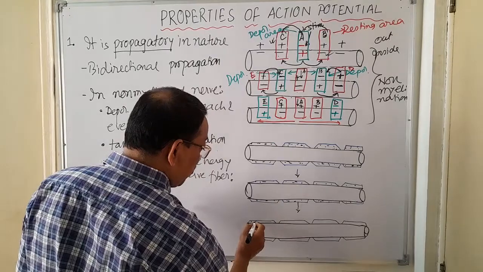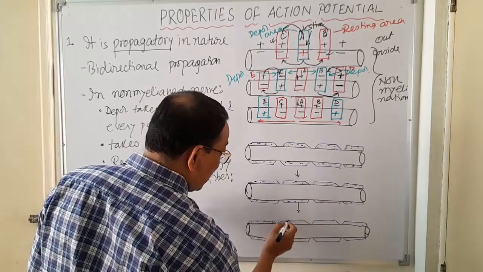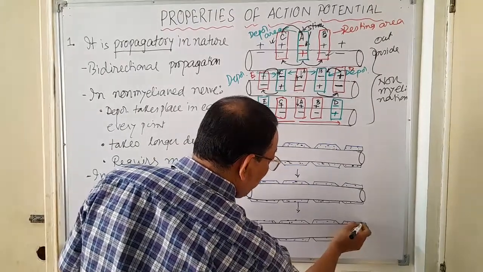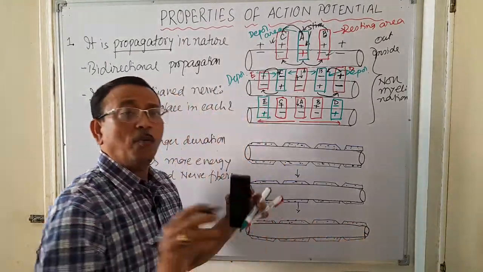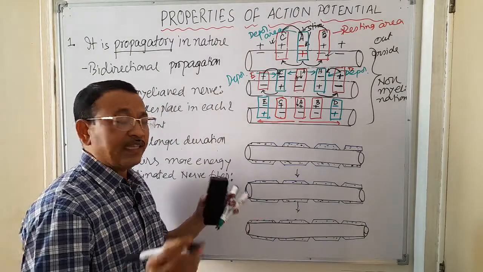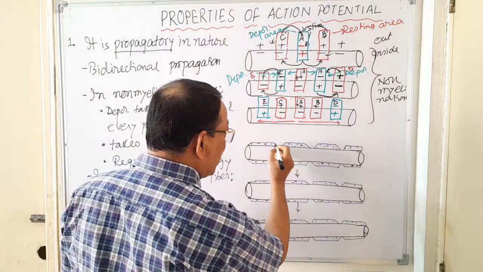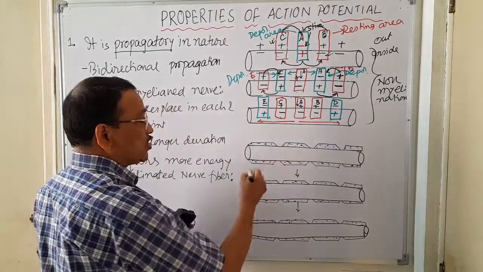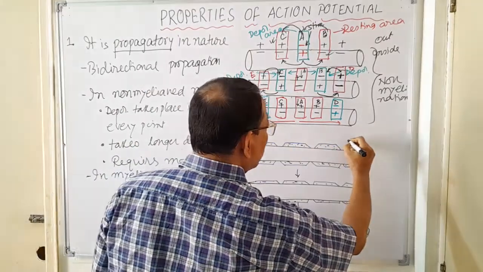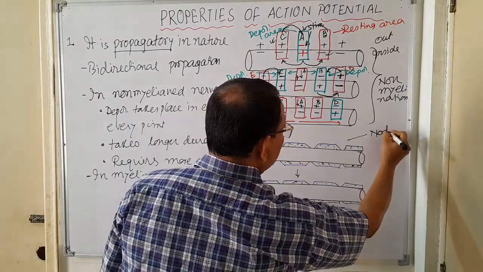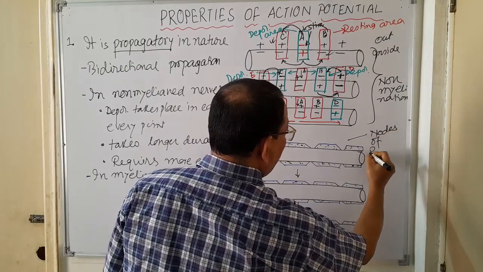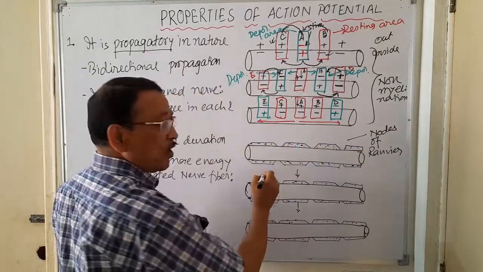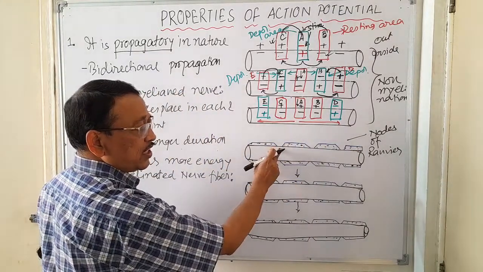So in this type of nerve fibers, the flow of ions only takes place through the part of the neuron where no myelin sheath is present, and that is at the gap in between the myelinated segments, and that gap is known as the nodes of Ranvier. So these are the nodes of Ranvier, in which myelin sheath is absent.